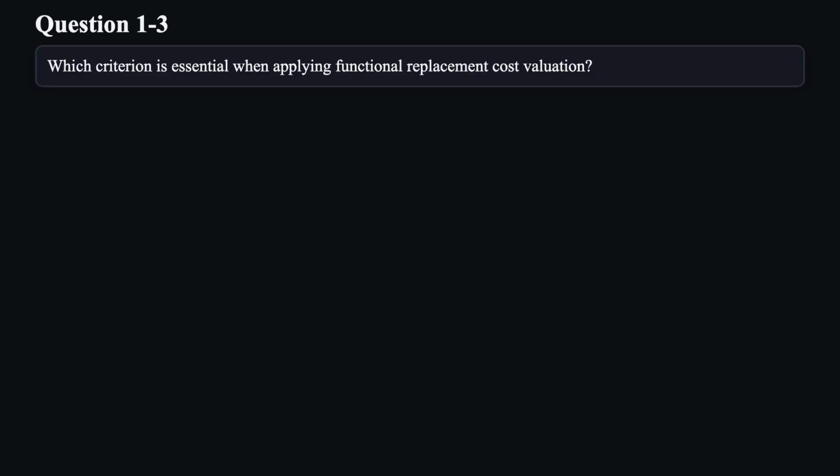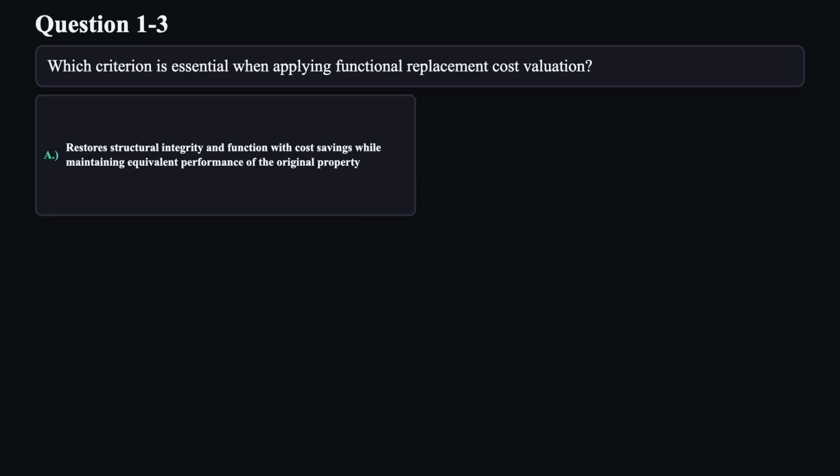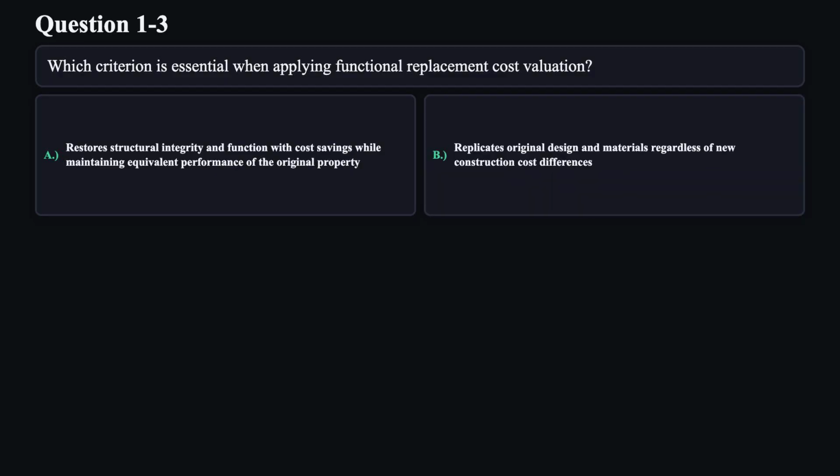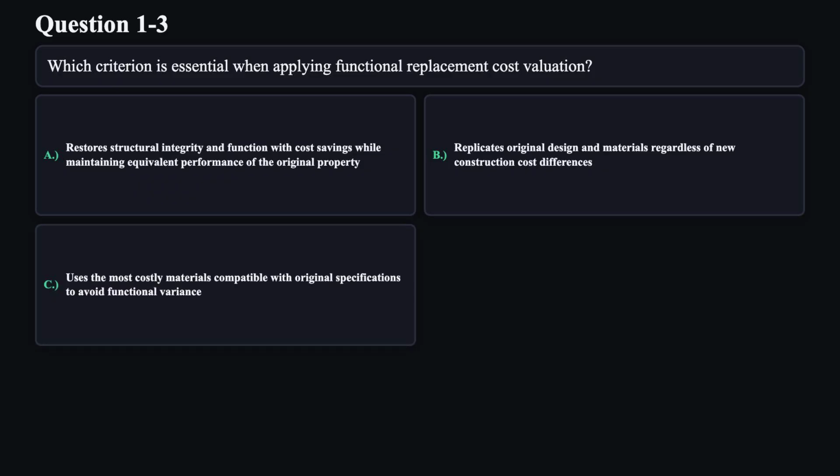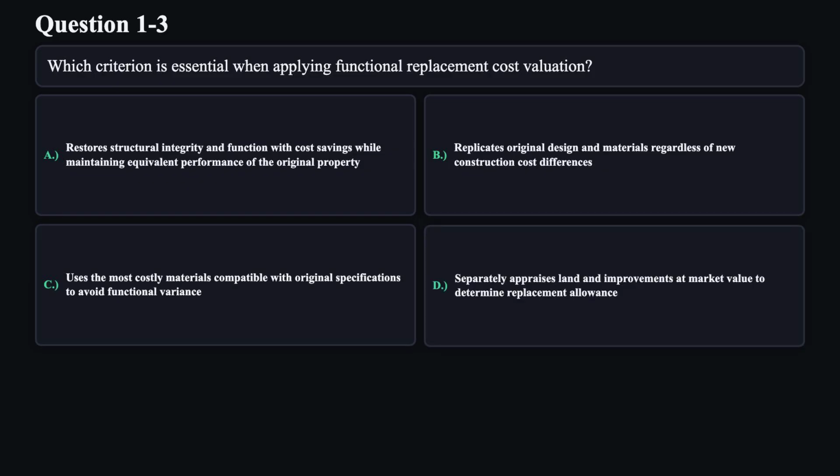Question 3. Which criterion is essential when applying functional replacement cost valuation? A. Restores structural integrity and function with cost savings while maintaining equivalent performance of the original property. B. Replicates original design and materials regardless of new construction cost differences. C. Uses the most costly materials compatible with original specifications to avoid functional variance. D. Separately appraises land and improvements at market value to determine replacement allowance.